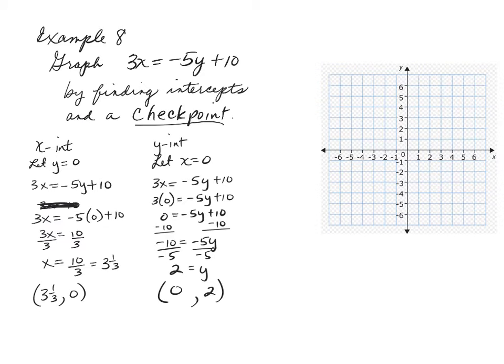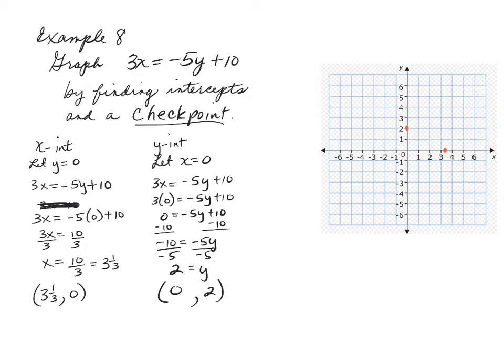So now we're going to plot those 2 points. X-intercept is 3 1/3 and 0. So 3 1/3 is somewhere around here. 3 1/3 and 0. And then 0 and 2 is up here. Then it said we want to find a checkpoint. That means let's find another point, to make sure that we did all our algebra correctly.